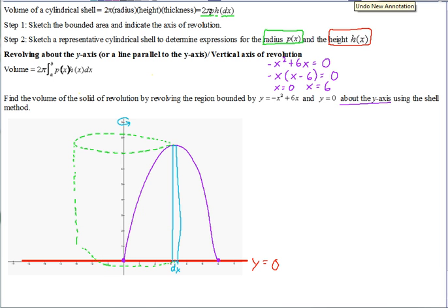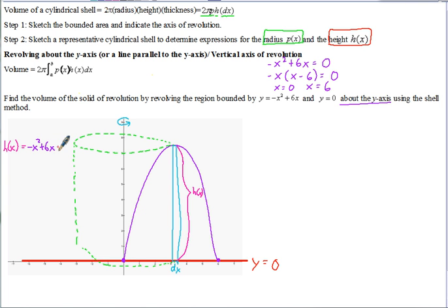And the height, you can see, is just the length of your rectangle. So just from there to there. It's h of x. So the height, h of x, just like you would do the area, is the top function minus the bottom function. In this case, the function on the top is negative x squared plus 6x.